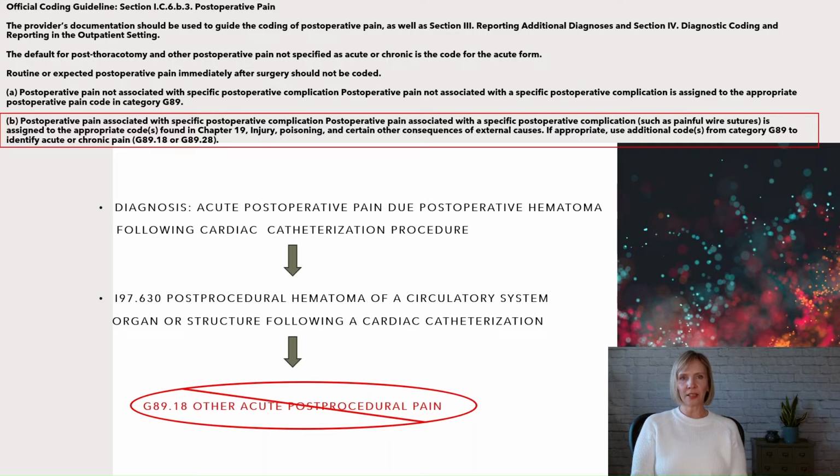Post-operative pain resulting from a specific complication, such as pain caused by wire sutures, should be assigned to the applicable code found in Chapter 19, Injury, Poisoning, and Other Consequences of External Causes, for the complication. For example, for a situation where the patient is experiencing acute pain after a cardiac catheterization and subsequently is diagnosed with a post-procedural hematoma causing the pain, only the code for the post-operative hematoma should be assigned, and no additional code for the pain would be necessary.